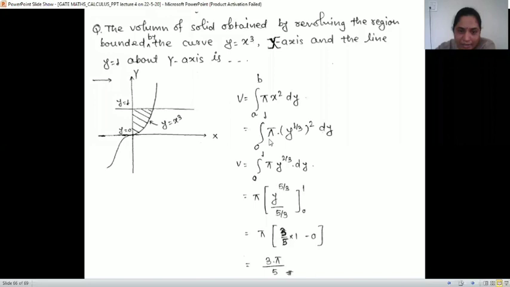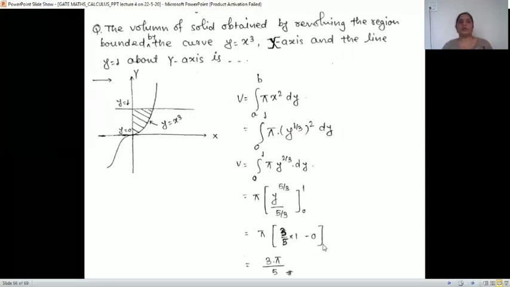So we know, pi from 0 to 1, pi and x square. From this we can write x is y raised to 1 by 3, its square. So pi into y raised to 2 by 3. Pi is constant, integrate y raised to 5 by 3 upon 5 by 3. So 3 by 5 into 1 minus 0. So your answer is 3 pi by 5.